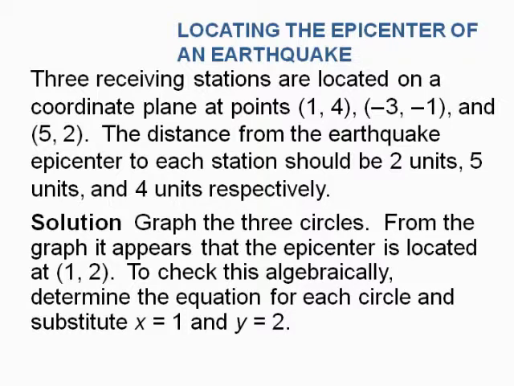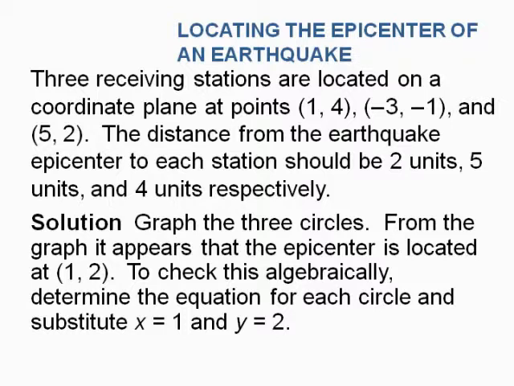It says 3 receiving stations are located on a coordinate plane at points (1, 4), (-3, -1), and (5, 2). The distance from the earthquake epicenter to each station should be 2 units, 5 units, and 4 units, respectively. So what we're going to do is graph the 3 circles. From the graph, it's going to appear that the epicenter is located at (1, 2).